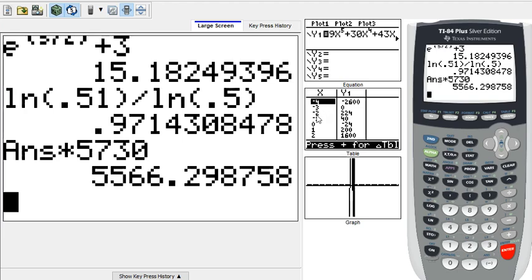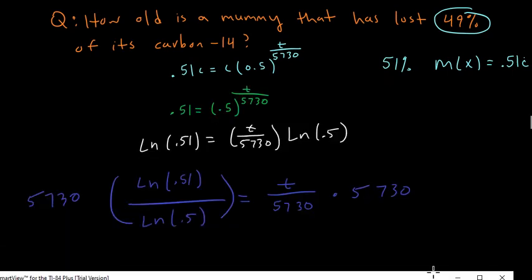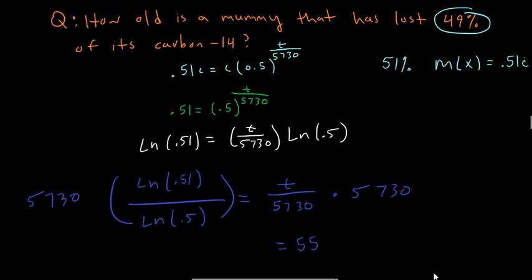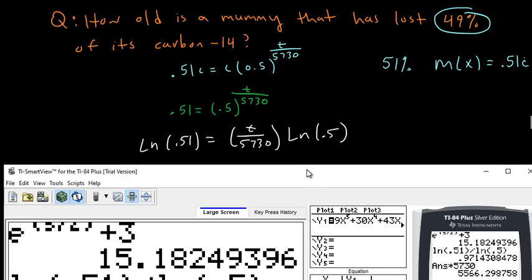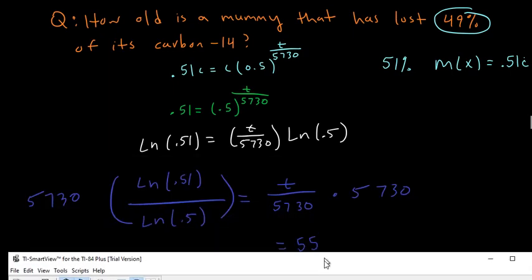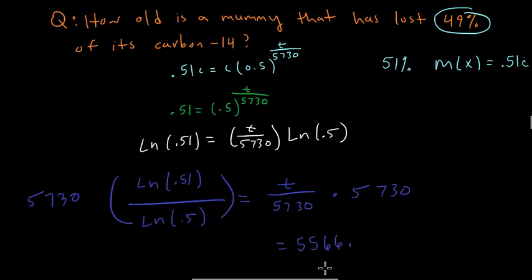Natural log of 0.51, divided by the natural log of 0.5, and then times 5,730 gives me 5,566.3 maybe. So what did I say? 5,566.3 years old. That's an old mummy.